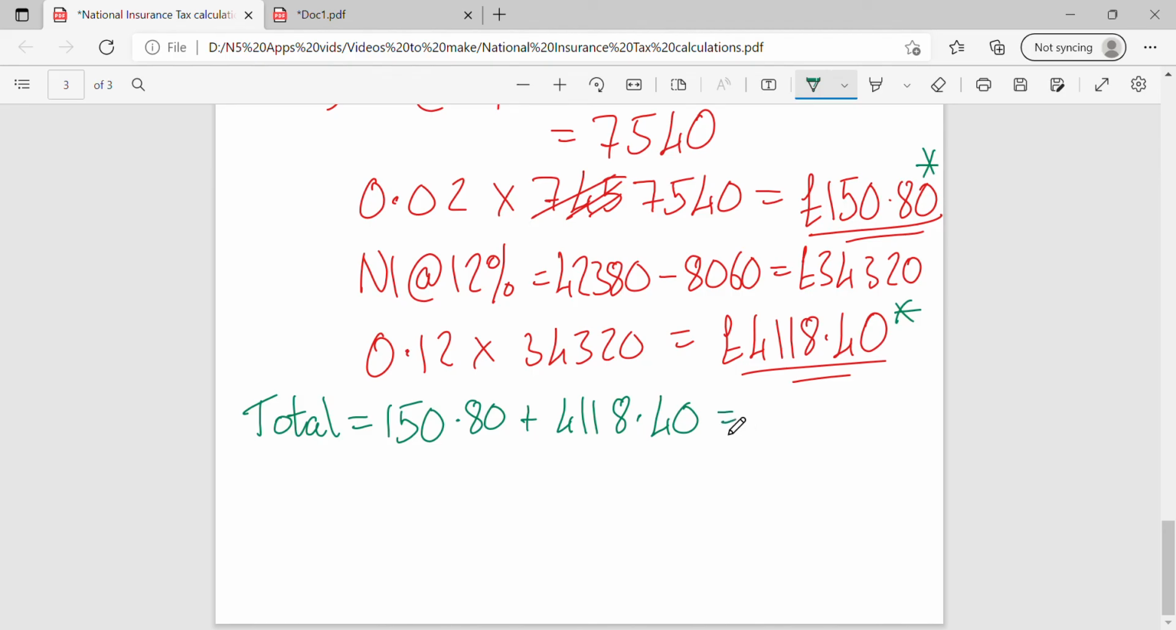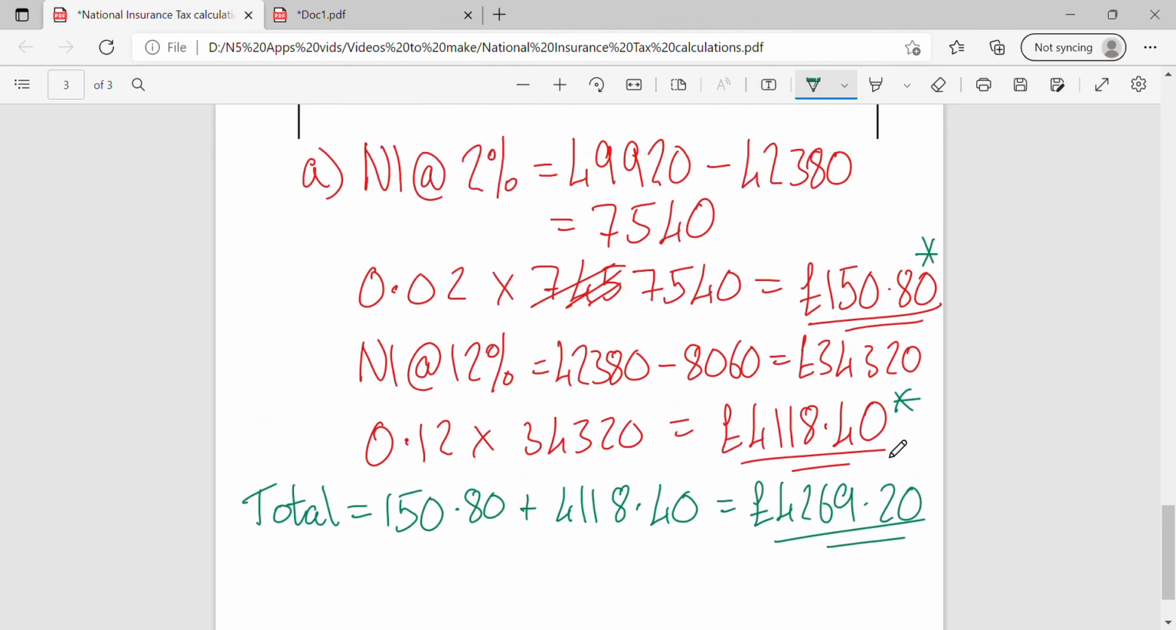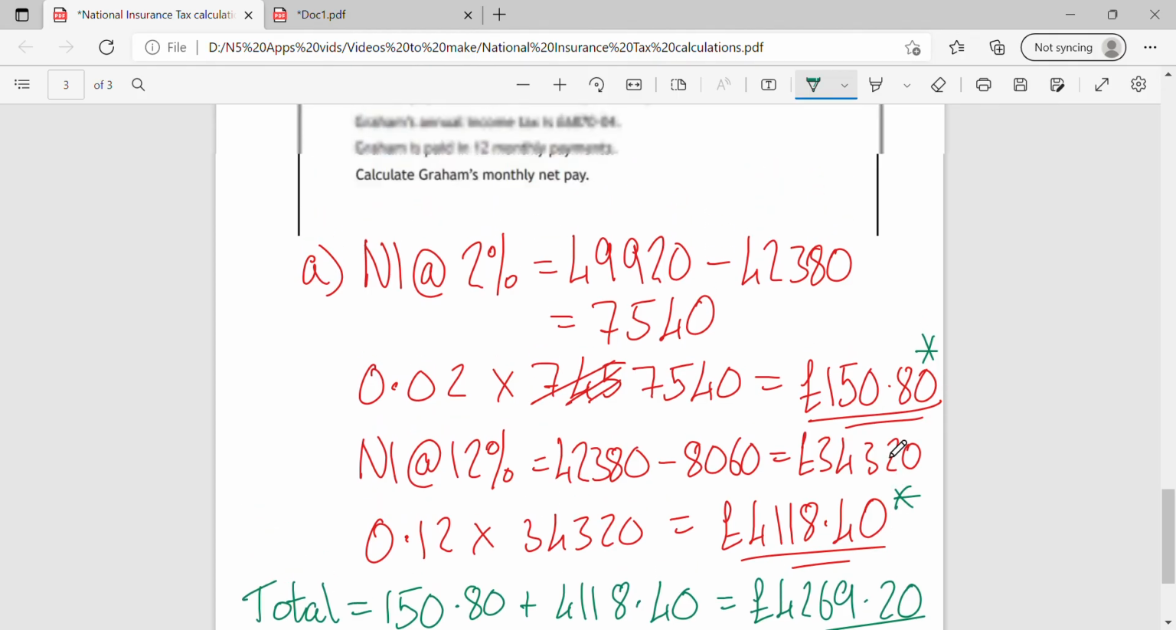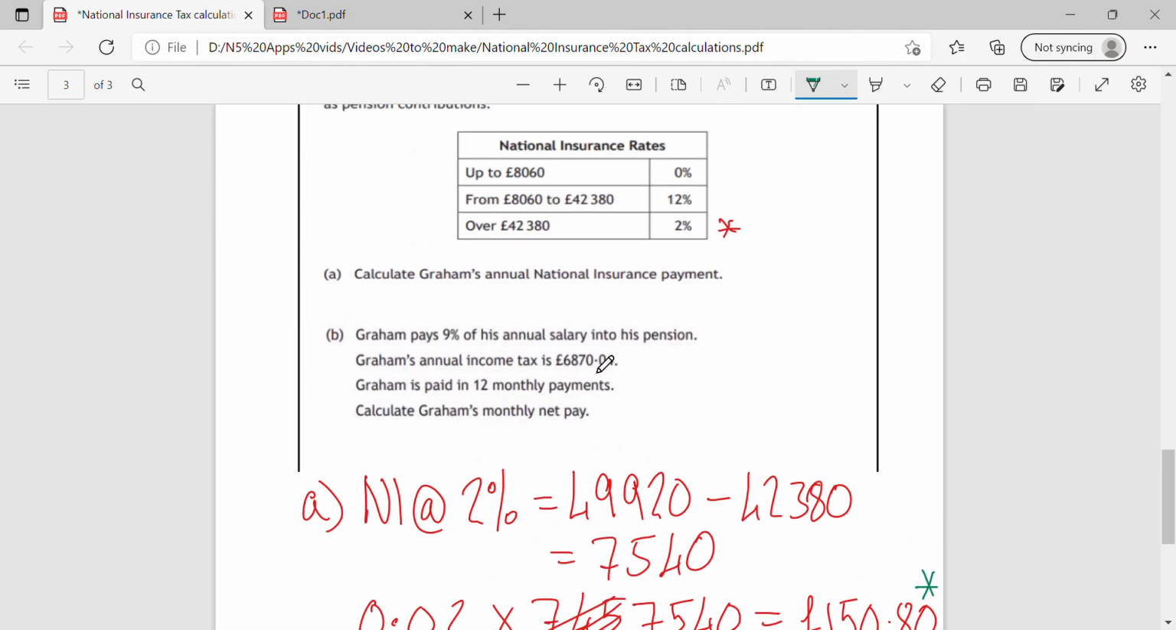So in total, he pays £4,269.20 in national insurance. So we notice that that's slightly longer. You would probably get an extra mark for that because it involves an extra step. But then after that, we've got part B, which looks quite similar.